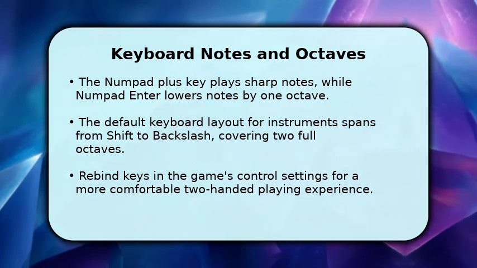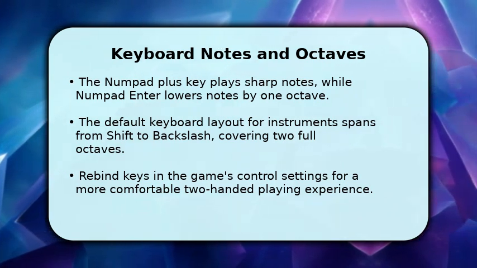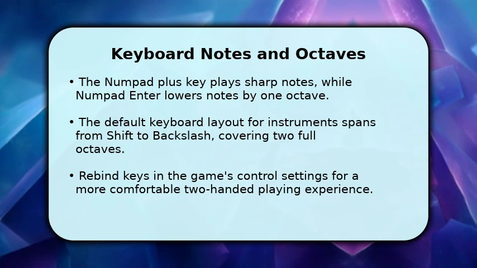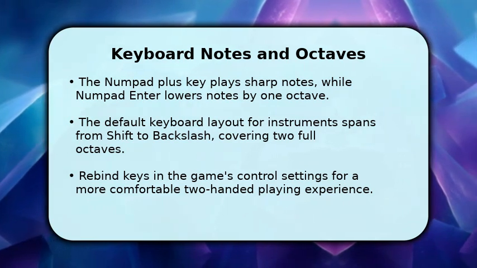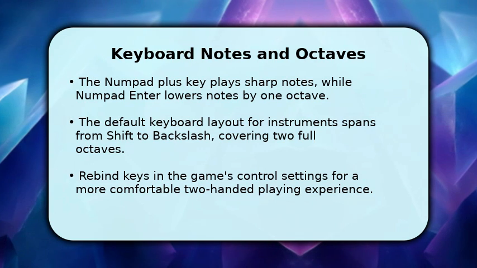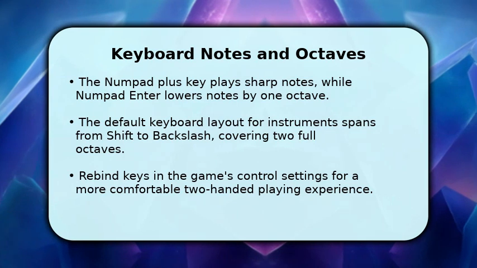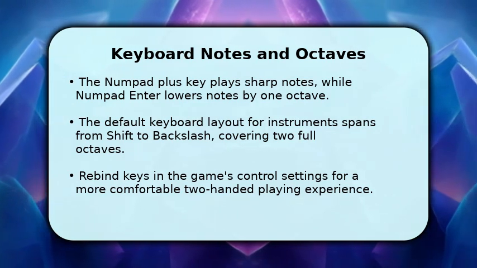The standard keyboard layout for instruments extends from the shift key to the backslash key, providing access to 2 complete octaves. For optimal playability, consider remapping these keys within Rust's control settings to suit your personal preference and allow for two-handed playing. Consistent practice will help you master the layout.